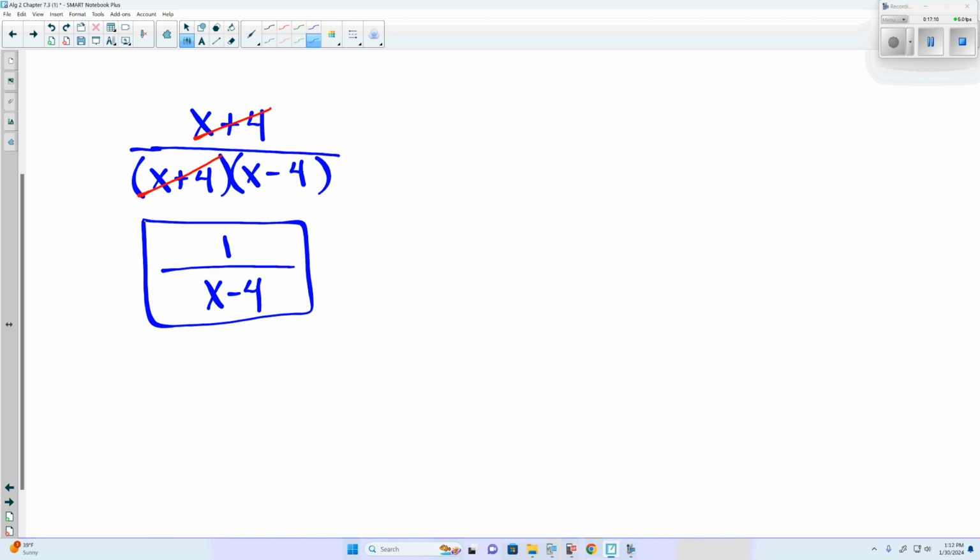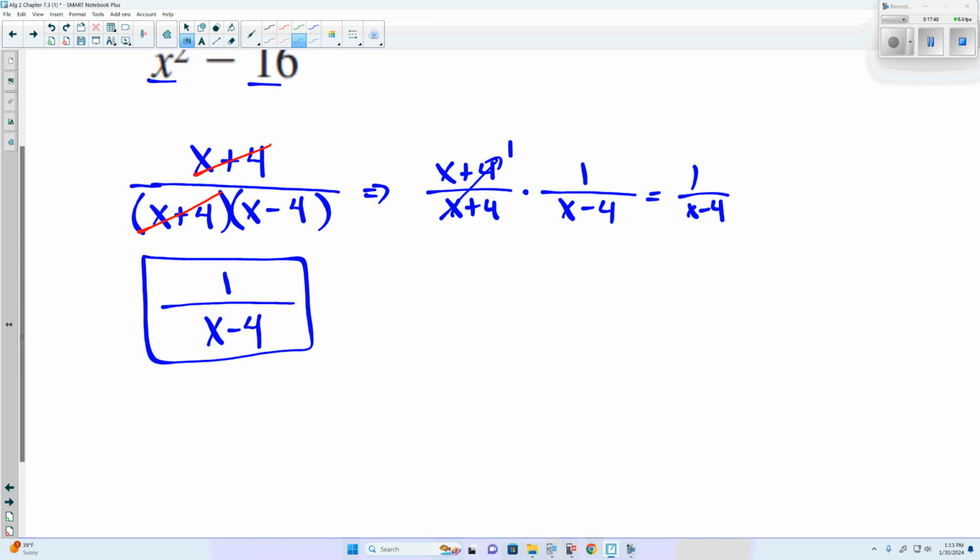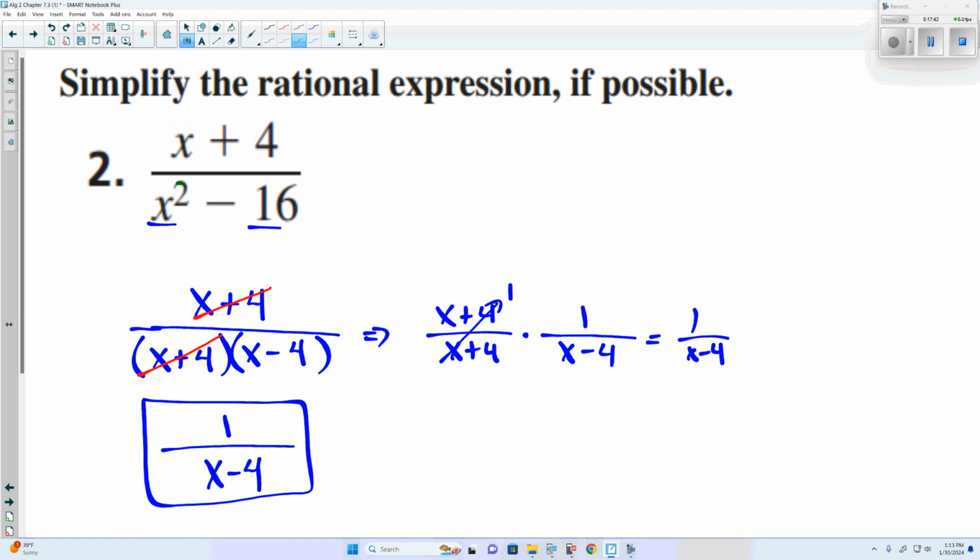Because really, if we did it the way we did the first one, we're saying that we have x plus 4 over x plus 4 times, well, the other denominator would be x minus 4, and the numerator would be 1. Our x plus 4 over x plus 4 would reduce to 1, telling us that we just have 1 over x minus 4. So if this had just been x minus 16, yeah, because there is no way to simplify it.